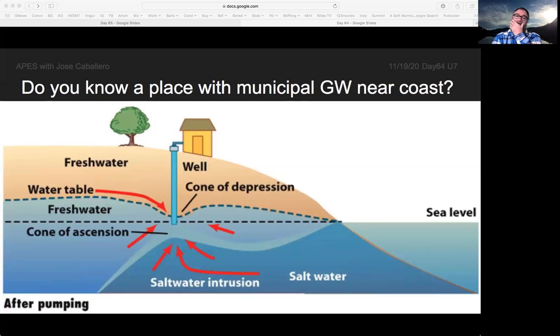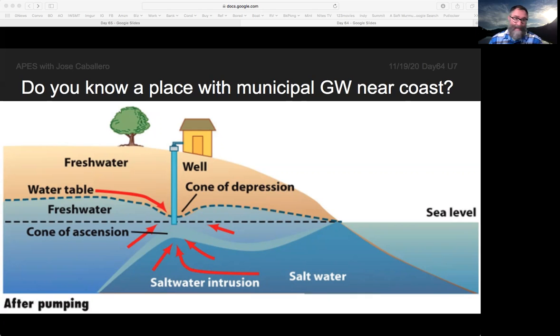Like this. And do you know a place with municipal groundwater supply that's near the ocean? Santa Barbara. So we have this problem. We have to be very careful that our groundwater doesn't get salinated, because then you have to back off for a long time and let that water supply go out to the ocean.